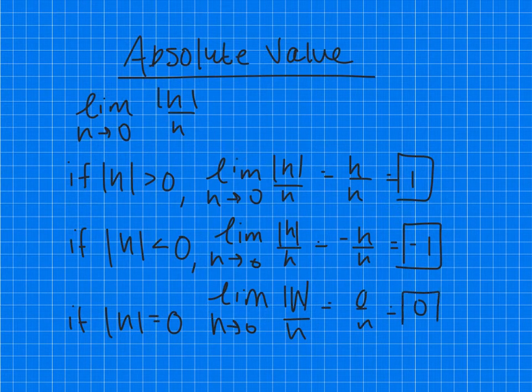Now you can see that none of these are the same, so they don't approach the same value, and therefore, 3 dots, the limit of the absolute value of h over h as h approaches 0 does not exist.